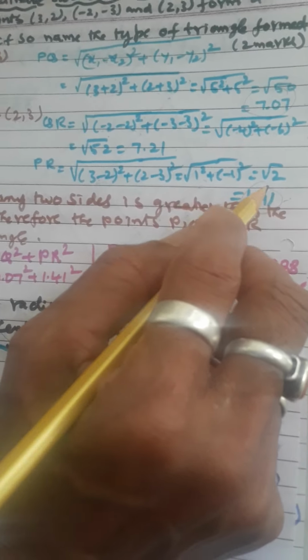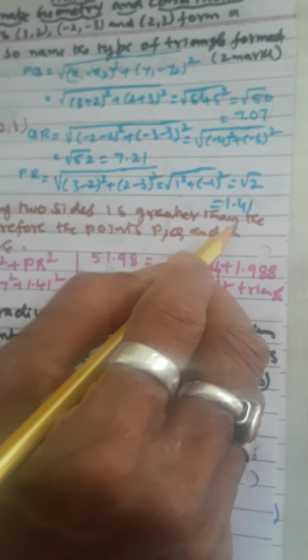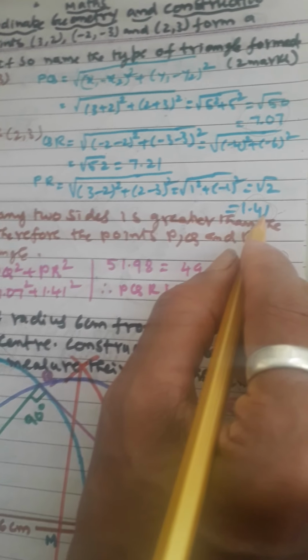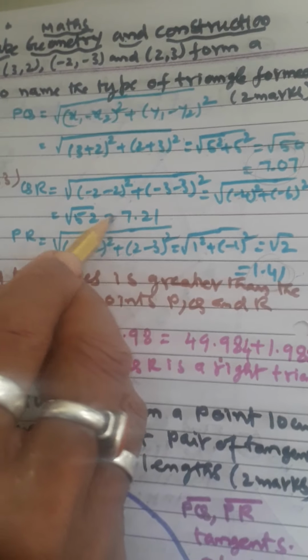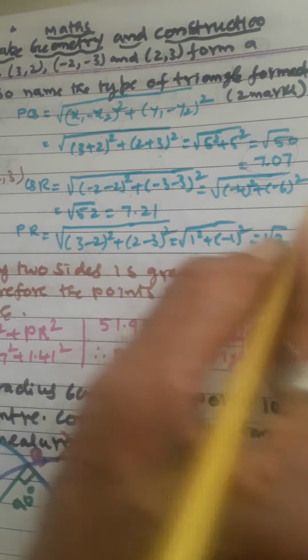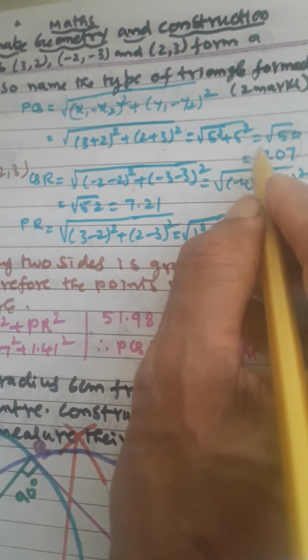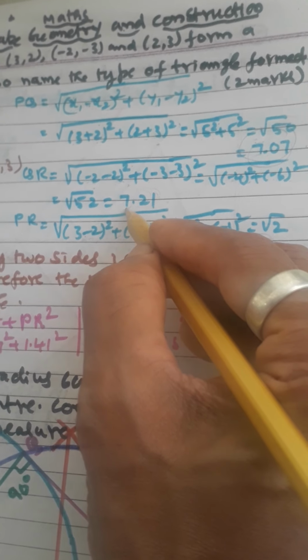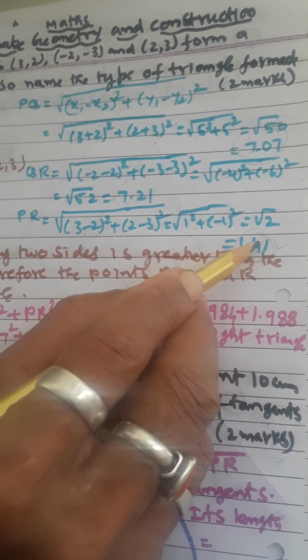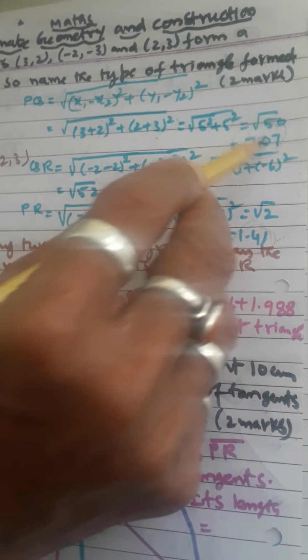Suppose you add this and this, then you will get 8.48, and 8.48 is greater than this number, the third side. Suppose you add this and this, then that will become 14.28, but that 14.28 is greater than this number. So any two sides you add, whether this and this, or this and this, the sum should be greater than the third side.